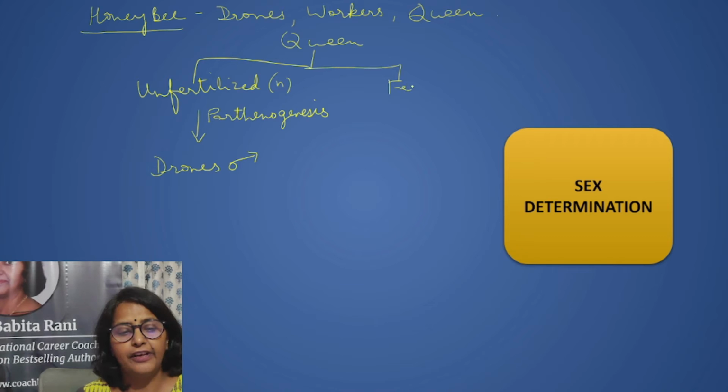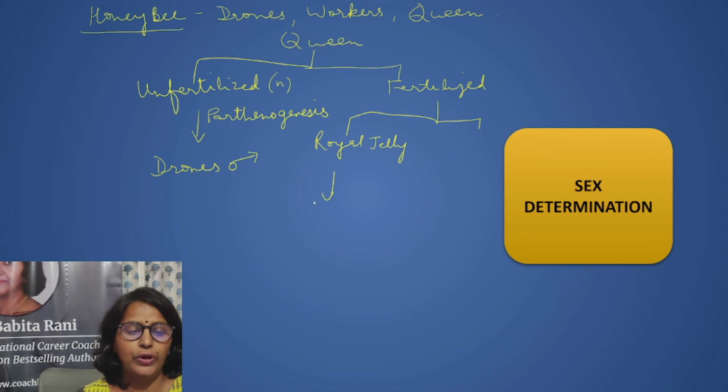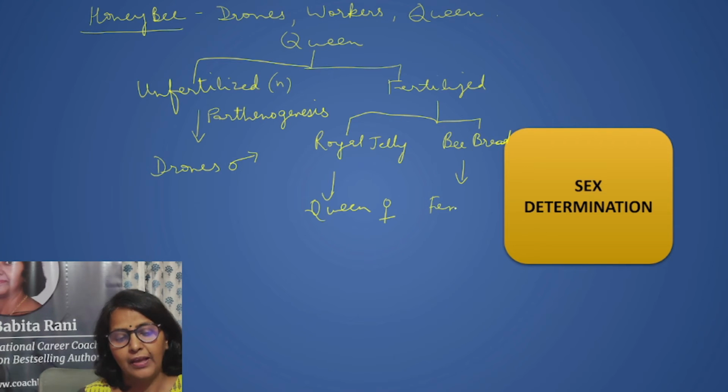And if the egg is fertilized, sex will be determined by what kind of food it gets. If it is fed with royal jelly, it will result in a queen, which will be a female. But if it is fed with bee bread, it will result in a female, but these females will be sterile and are known as workers.